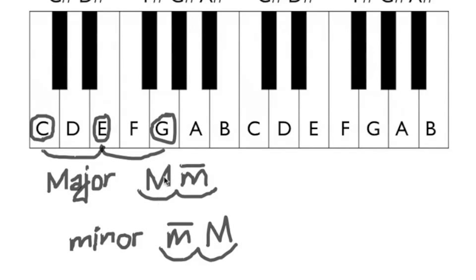So we have major and minor. For a minor chord, we use minor, then major. For a major chord, it's major, then minor. So we're going to go ahead and start on this A for our minor chord.